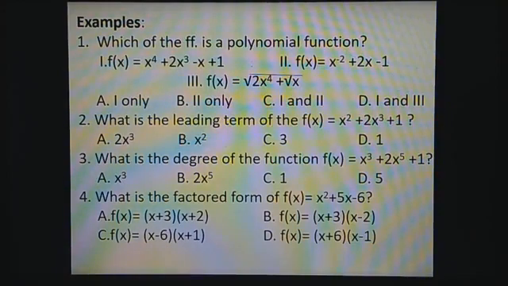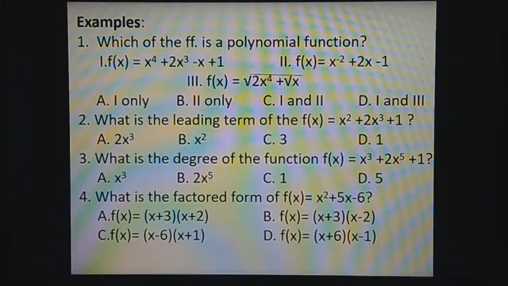So, some examples in the illustration of polynomial functions. We have 4 questions here. Number 1, let's start with the question: which of the following is a polynomial function? There are 3 given functions below. The first one is f of x is equal to x raised to 4 plus 2x raised to 3 minus x plus 1. The second is f of x is equal to x raised to negative 2 plus 2x minus 1. The third is f of x is equal to the square root of 2x raised to 4 plus the square root of x.